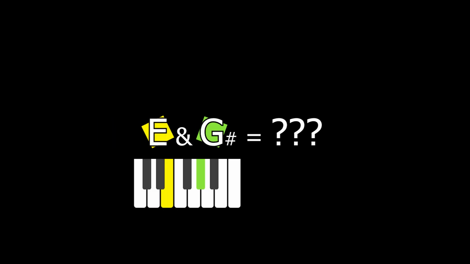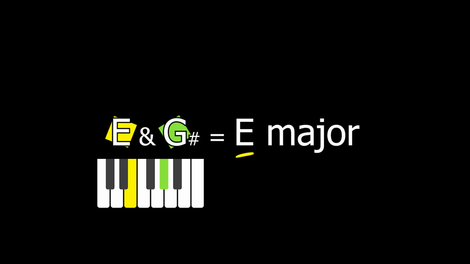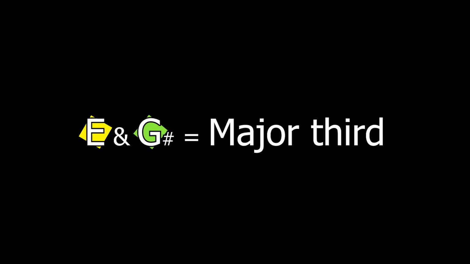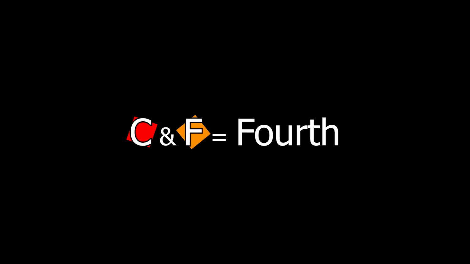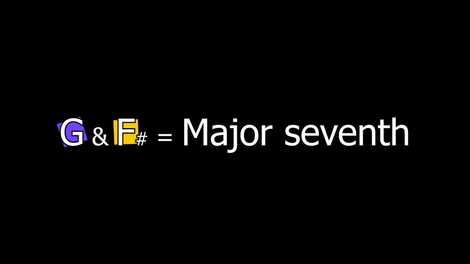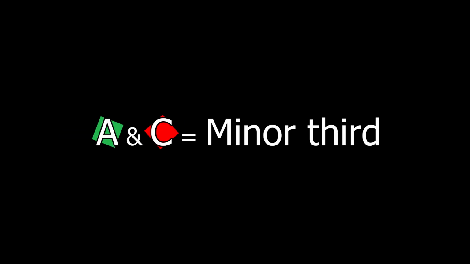Another, more complex example is E and G sharp. G sharp is the third degree up from E, but only in the scale with E major, so we call them a major third. Different intervals carry different qualities, and that's what makes them so interesting to experiment with.